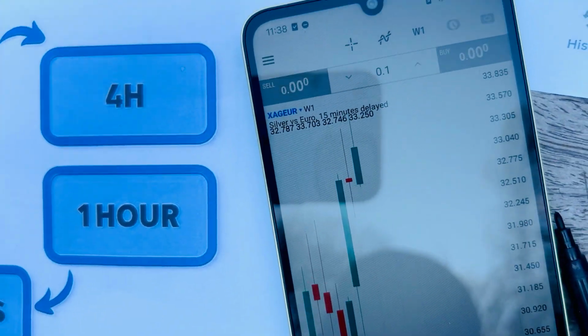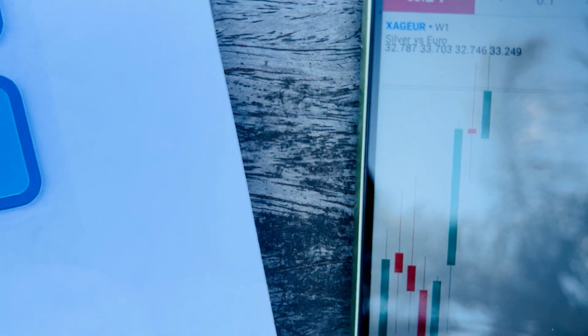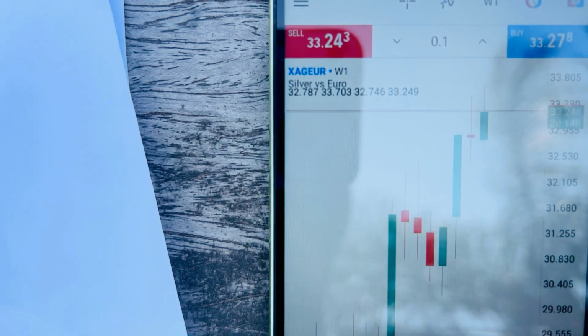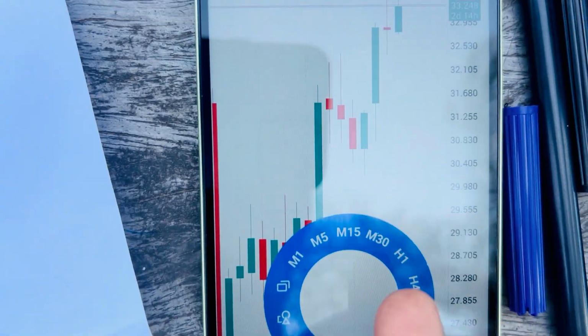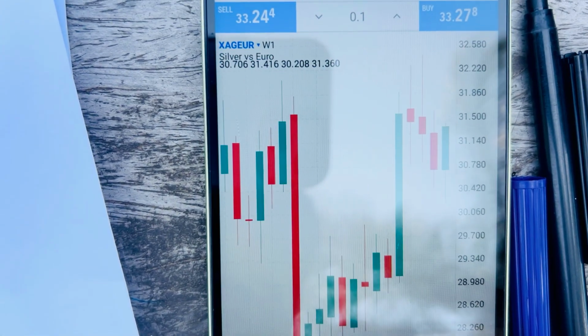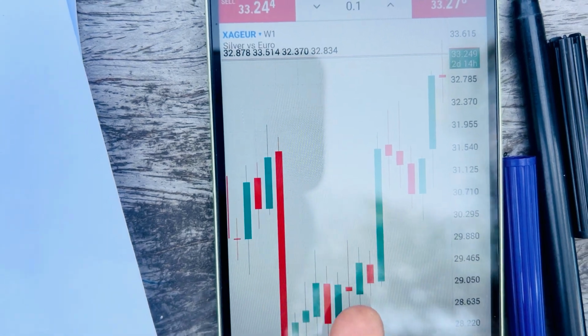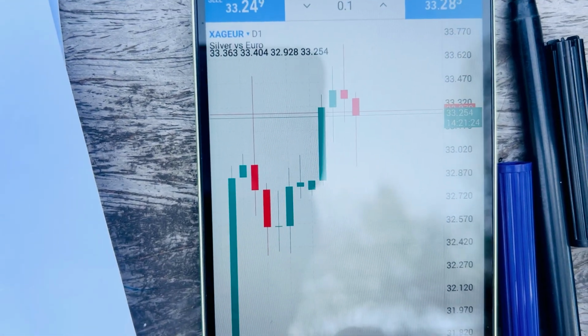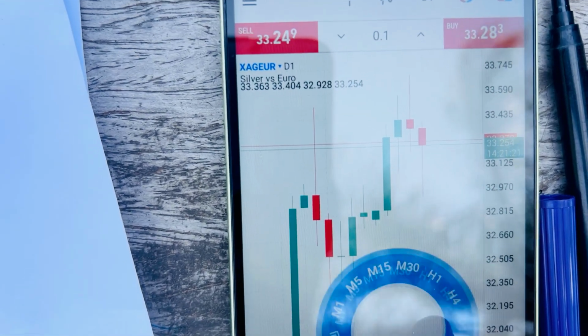So can we be practical and just analyze something for this week that is happening currently? This is silver versus the euro on a weekly chart. We've broken all those levels here. Let's go to a daily. On the daily chart, we are on a massive sell.